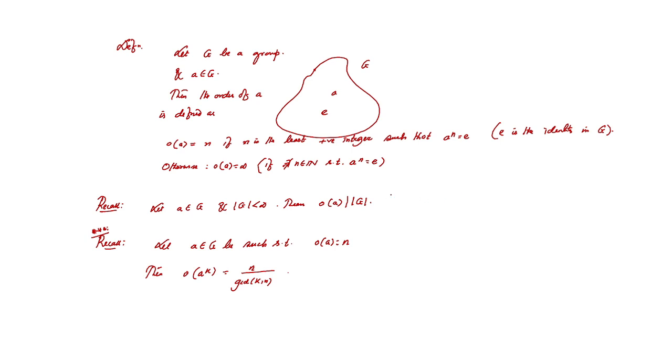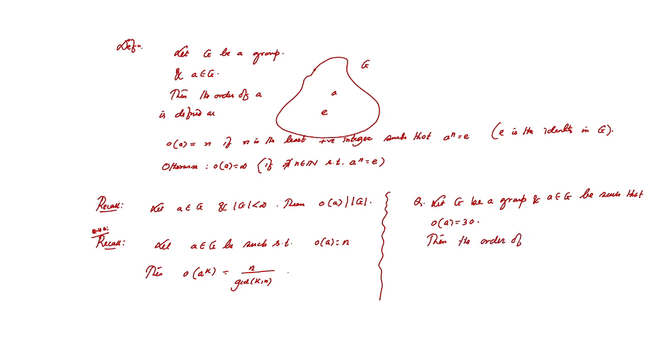As an example, you may be asked an MCQ type question: let G be a group and A belongs to G be such that order of A equals 30, then the order of the element A to the power 18 is: option A is 1, option B is 5, option C is 18, and option D is 30.